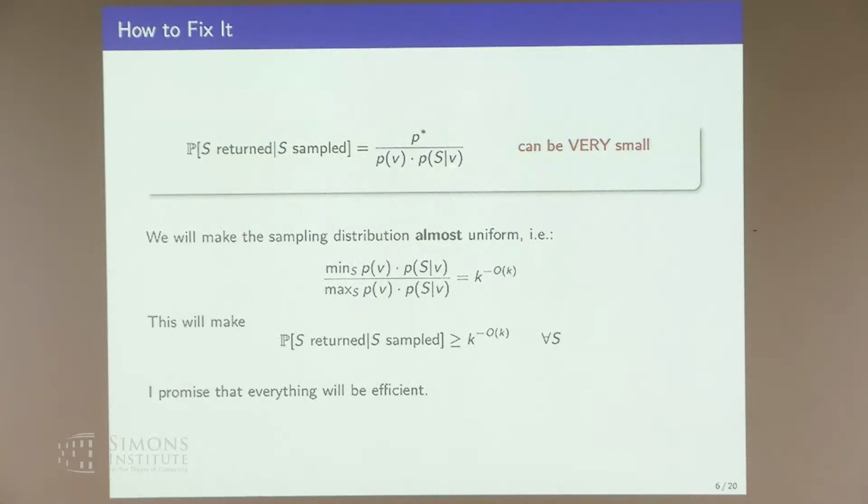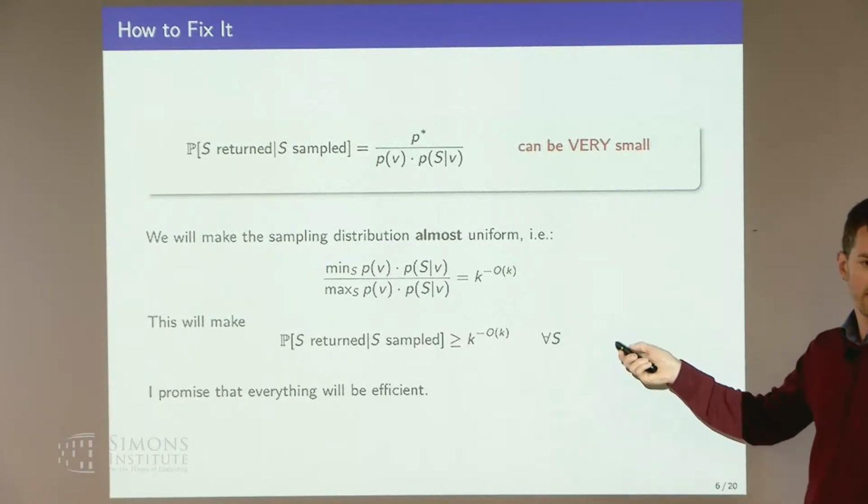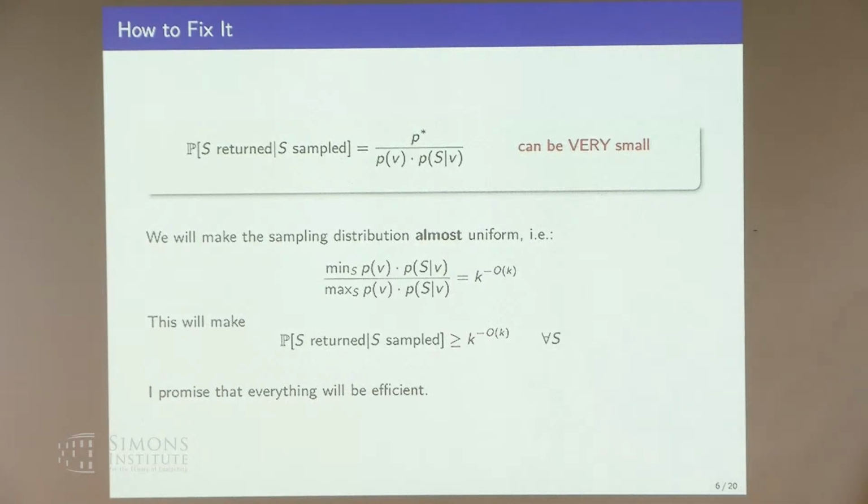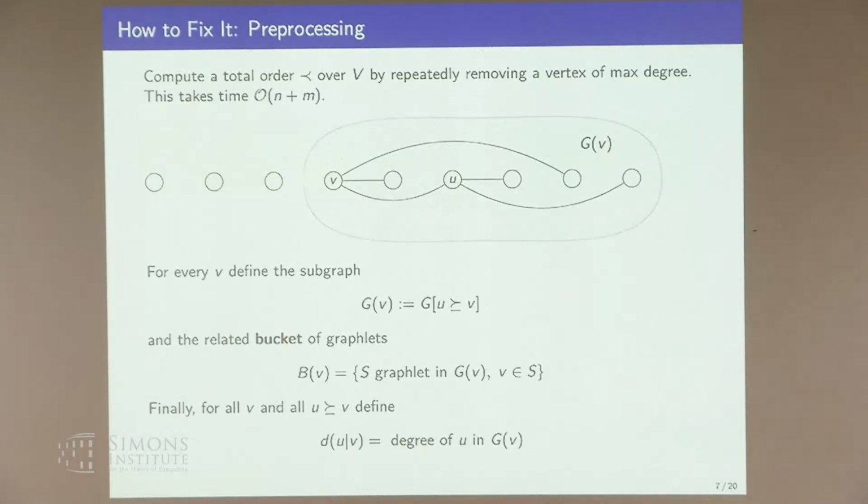So this is the problem, and what we are going to do is make the sampling distribution almost uniform. That is, we will ensure that any two graphlets will be sampled with roughly the same probability by this process of picking v and growing the graphlet. By almost the same, I mean that there will be a distortion by a factor only k to the minus order of k. Think of it as 1 over k factorial, if you like. That's roughly the truth. And this will make the acceptance probability large, only a function of k, and everything will be efficient. So here is the preprocessing that makes everything work magically.